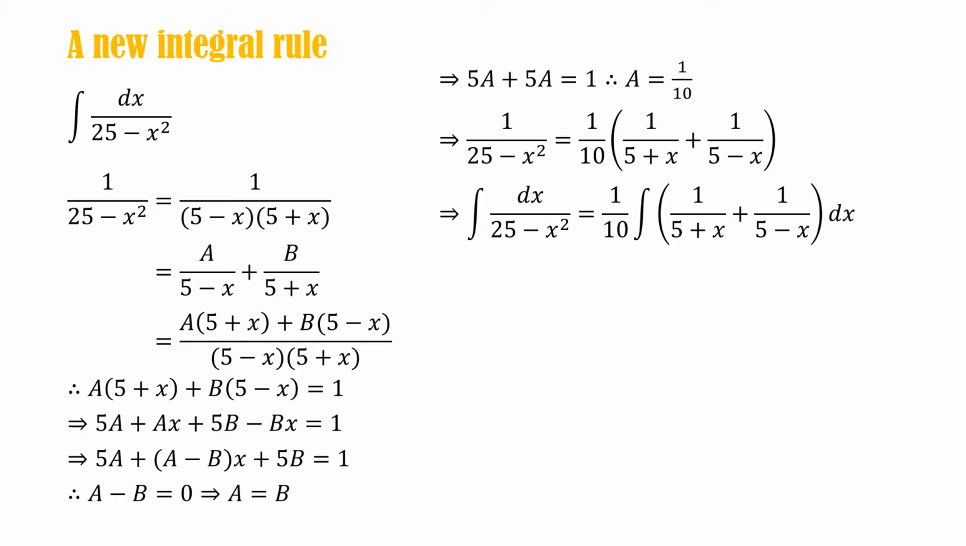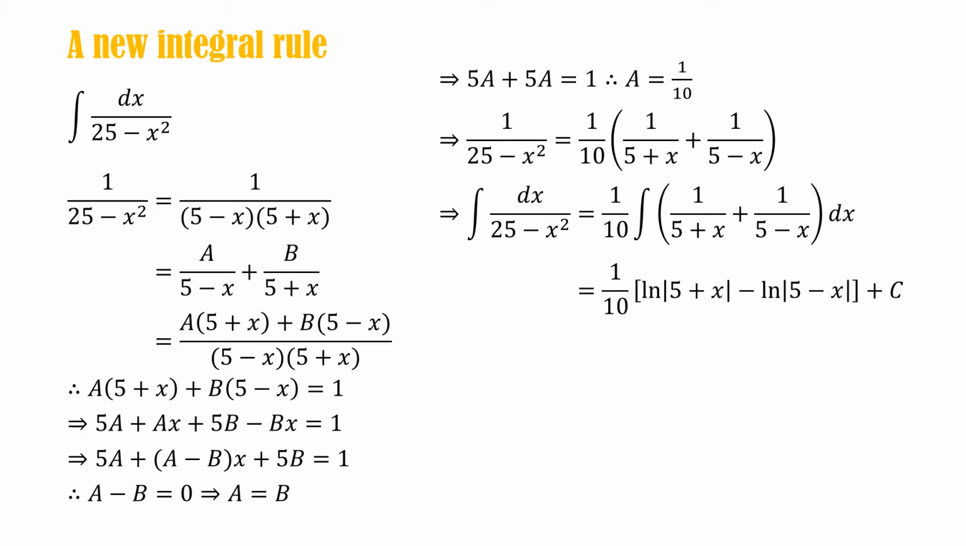So now we have ourselves a much easier thing that we can find integrals of, especially as, like I said, that 1 over 25 minus x squared might look like tan, but it isn't. So now we can find that. Well, the integral of 1 over 5 plus x is going to be the natural log of 5 plus x. And likewise, 1 over 5 minus x is going to be the natural log of 5 minus x. And then, of course, we've got our constant of integration on the end.